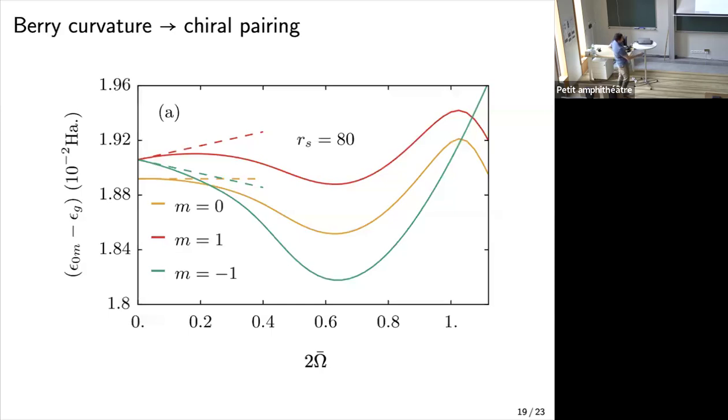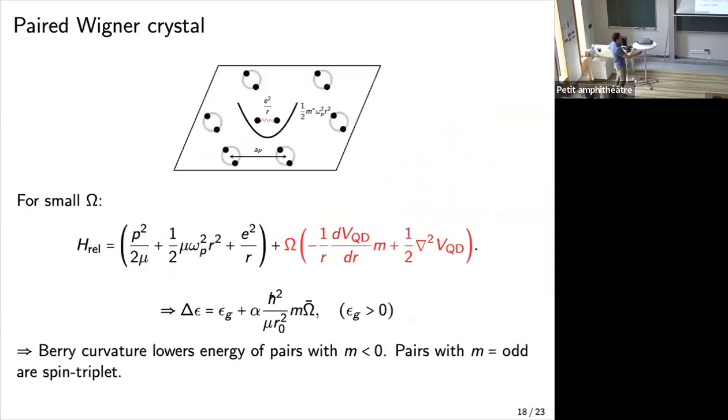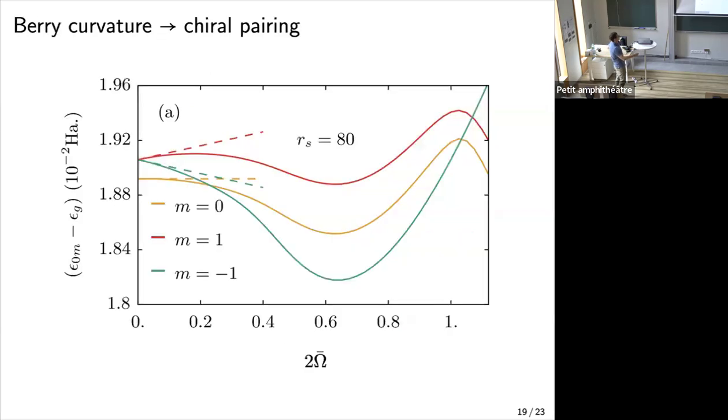Now as we turn on the Berry curvature, you see that the green curve, the one with orbital angular momentum -1, comes down in energy, and there is in fact a crossing at some finite value of the Berry curvature where the paired state with non-zero orbital angular momentum actually has the lowest energy. These dashed lines are just the results of the perturbation theory calculation that we just discussed. So the conclusion is that if you have enough Berry curvature in the band, the lowest energy paired state carries a non-zero orbital angular momentum.